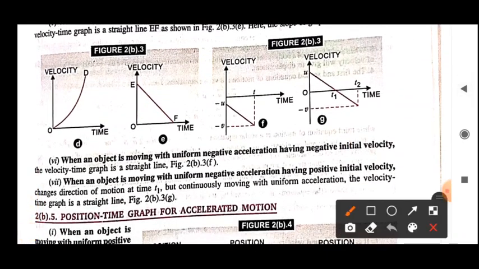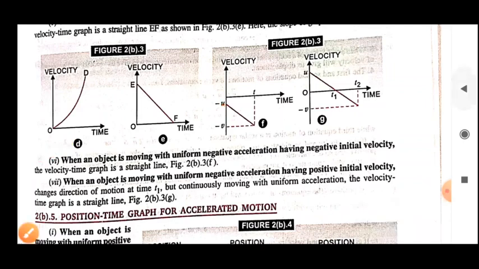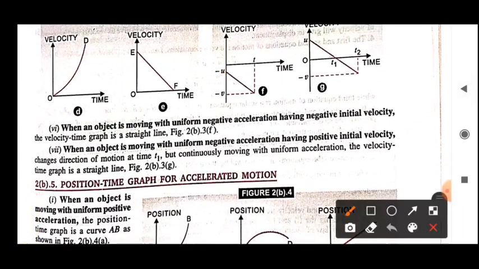The seventh one, let's see the graph. That is when an object is moving with uniform negative acceleration and having negative initial velocity. Negative initial velocity means the motion starts from this point. Here minus u is the negative initial velocity, and it continuously decreases, so minus v is the final value. Then you can find the slope, and that will be negative. Now the last one: when an object is moving with uniform negative acceleration having positive initial velocity. If velocity is positive but acceleration is uniform and negative, it continuously decreases. So you can say the graph will be of this type.